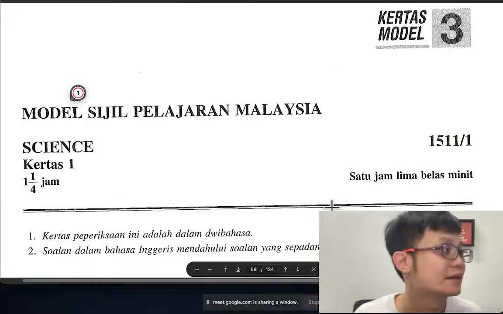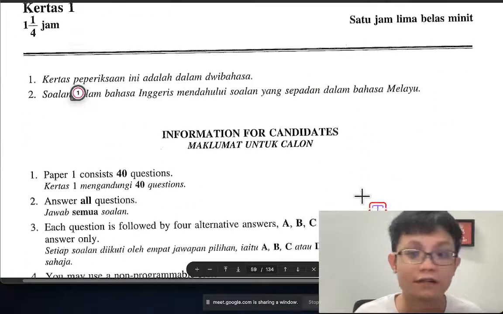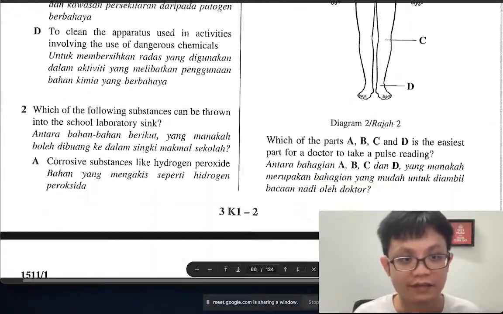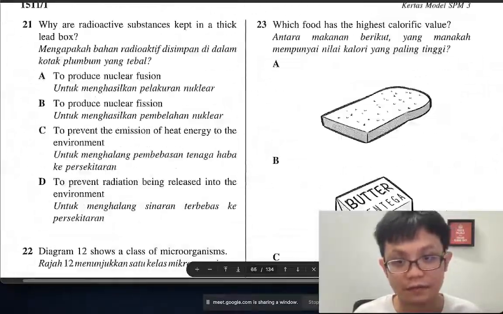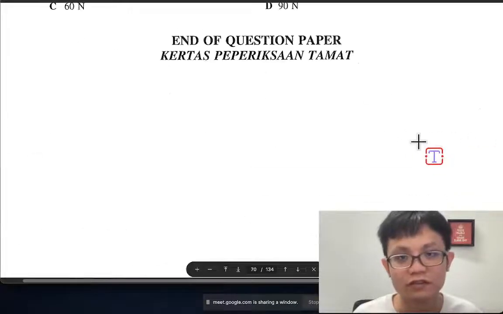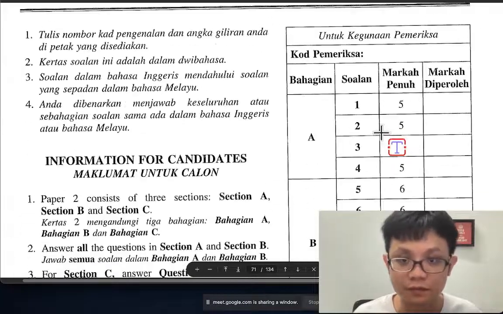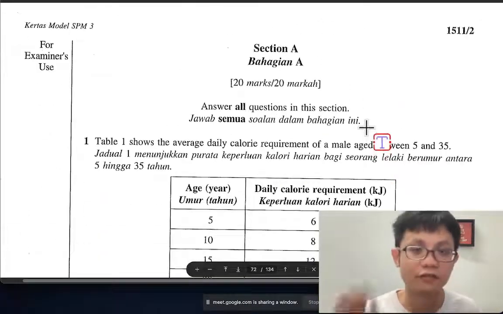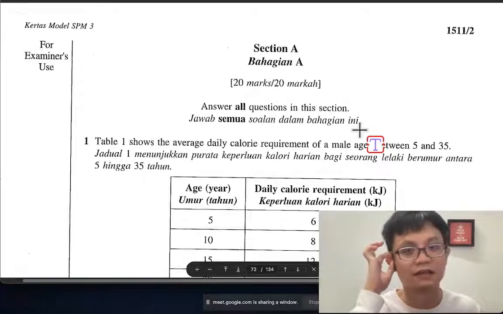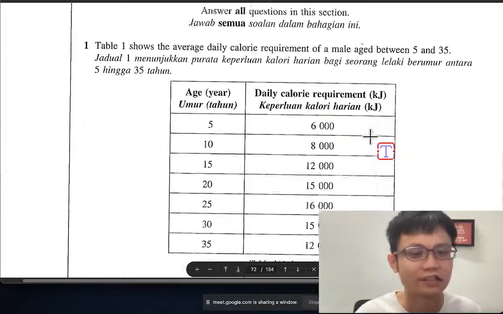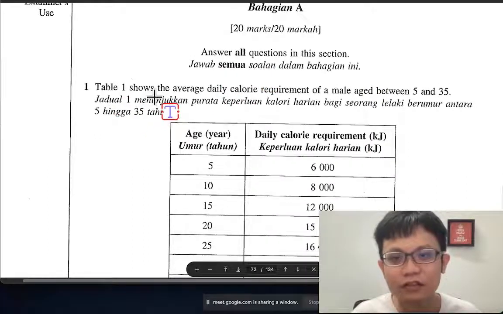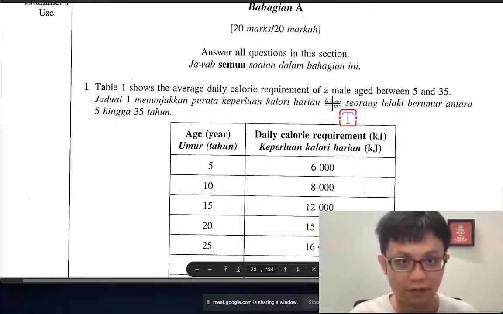Okay, let's continue with a few more questions. We are not going to do objective questions because I think they're easy to score. Most students lose marks at the structure questions, so we are going to focus more on structure questions and essays. Table 1 shows the average daily calorie intake of people aged between 5 and 25.